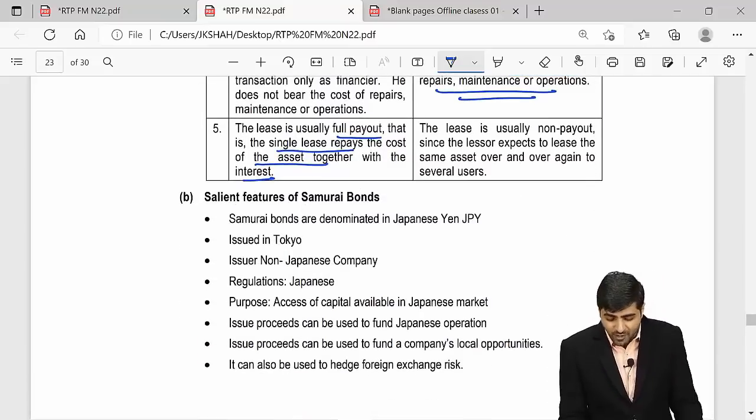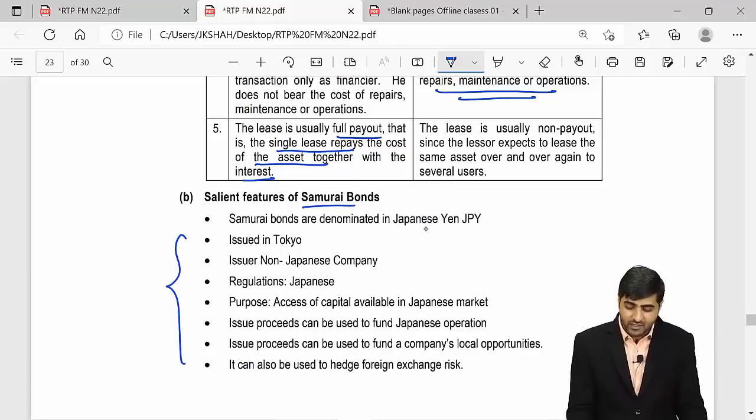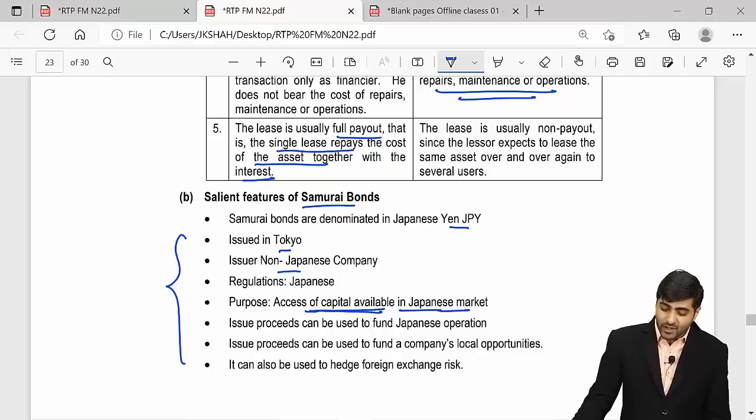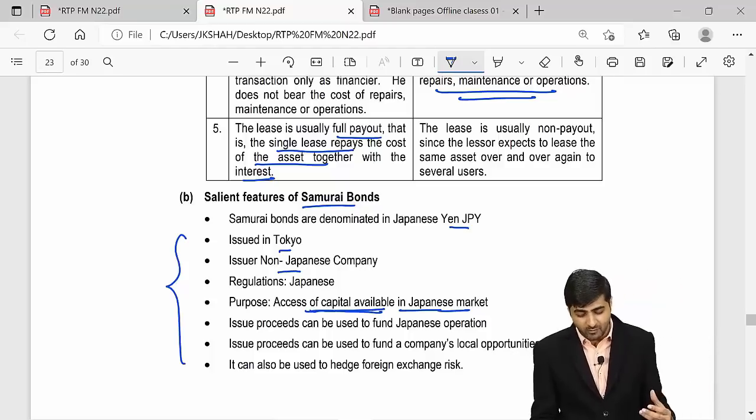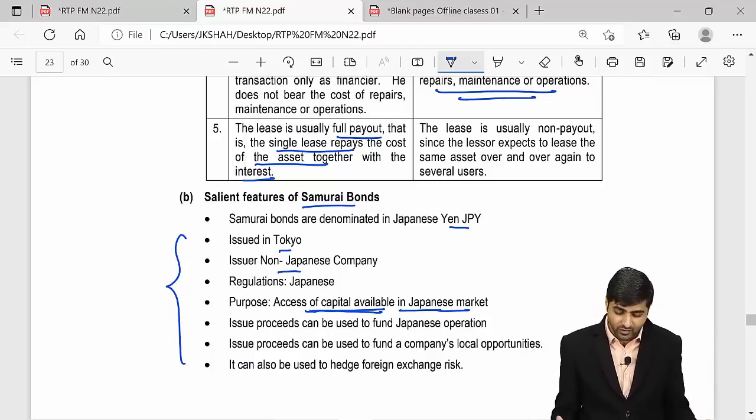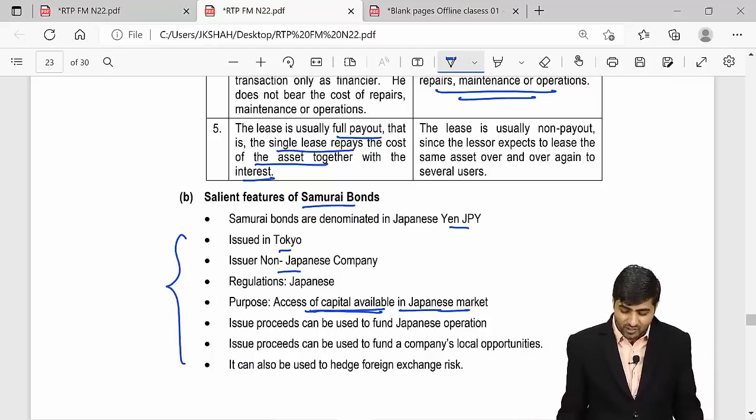Now in the second part, what are the salient features of samurai bonds? So just go through this particular part, that it is in yen, issued in Tokyo, and issuer is a non-Japanese company, and the purpose is to get access to the capital which is available in the Japanese market. So when an Indian company is going to need some funds, then it can go to Tokyo, issue samurai bonds and get some money. Okay, so that is the whole objective of the samurai bonds.